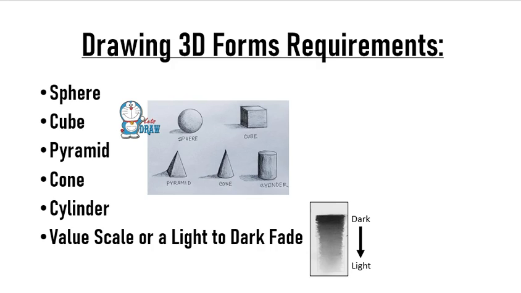All right, so today we are going to be drawing 3D forms. We're going to be drawing a sphere, a cube, a pyramid, a cone, a cylinder. So 5 forms altogether, including a value scale or a light to dark fade. So if this is your paper, this is about how big I want you to draw your 4 forms, and do this little fade somewhere on your paper. Does not have to be very big, maybe 2 to 3 inches. Just take your pencil, heavy pressure to light pressure.